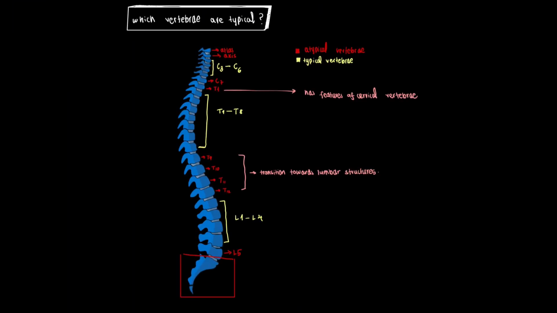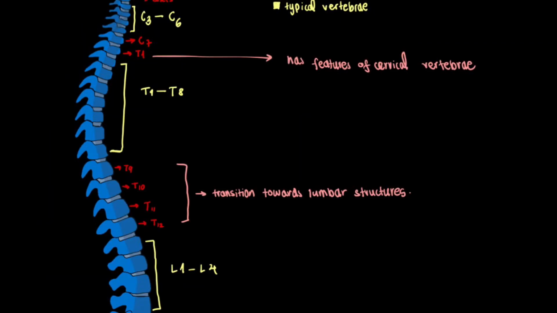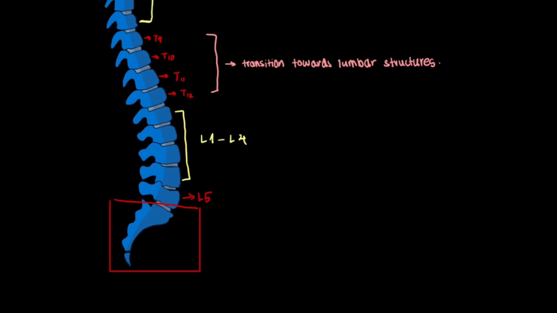Now, not all vertebrae are the same. Some are typical, meaning they follow a standard structure, and others are atypical, meaning they have specialized features. Let's clarify which vertebrae are considered typical. The typical cervical vertebrae are C3 to C6. The typical thoracic vertebrae are T2 to T8. The typical lumbar vertebrae are L1 to L4.